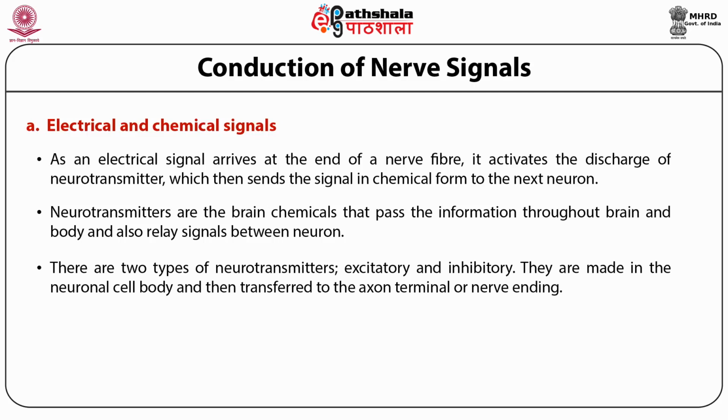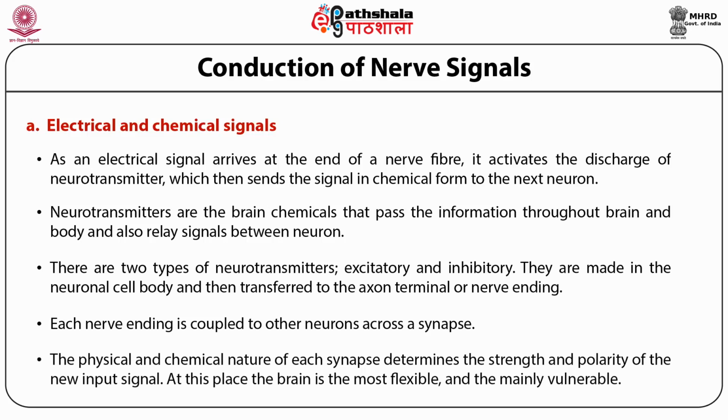They are made in the neuronal cell body and then transferred to the axonal terminals or nerve endings. Each nerve ending is coupled to other neurons by a synapse. The physical and chemical nature of each synapse determines the strength and polarity of a new input signal. At this place, the brain is most flexible and mainly vulnerable.